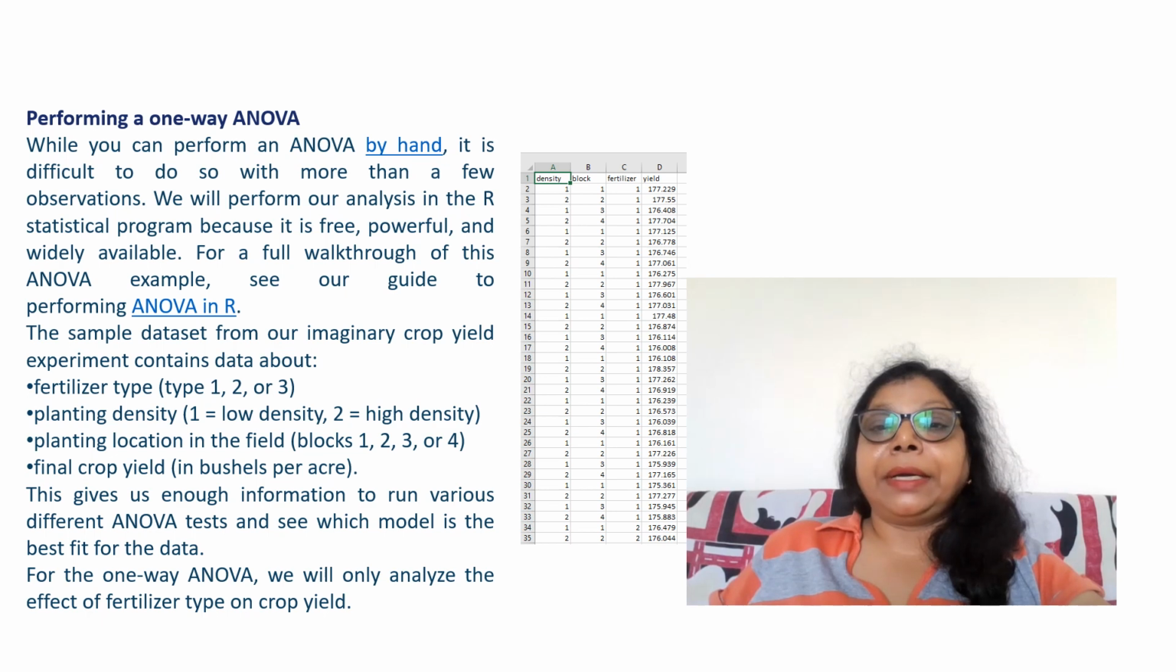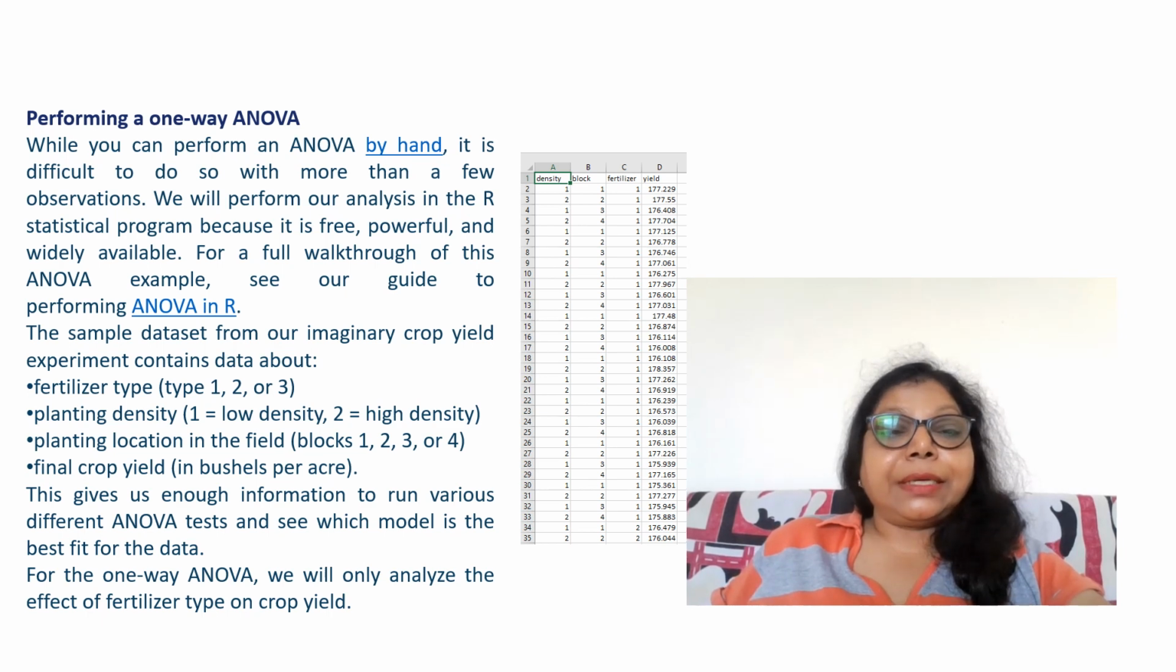Now let's perform one way ANOVA. So here some data set is given to you, and we are taking an example of the fertilizers. Although with few observations it is difficult, we will perform the analysis in the R statistical program because it is free, powerful and widely available. Even if you don't know R, it is not an issue. You can do it on SPSS also. But for those who know it, this example will help out.